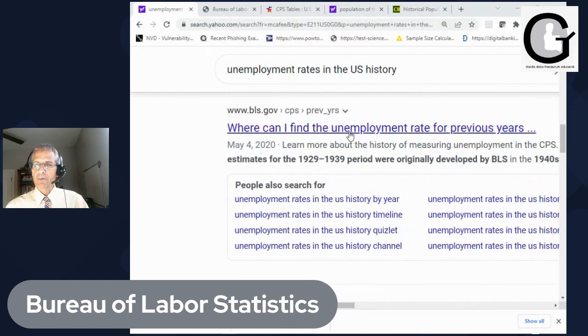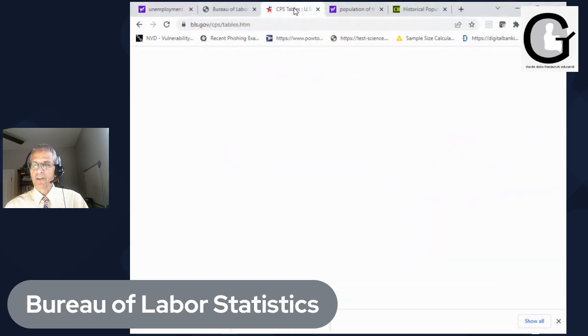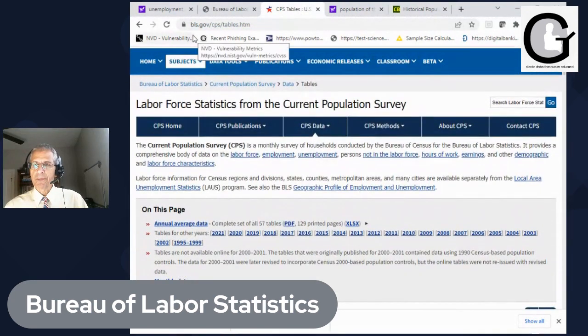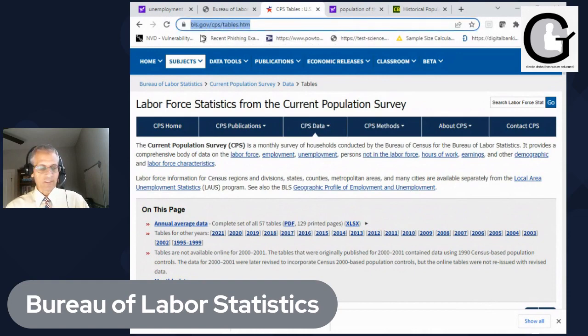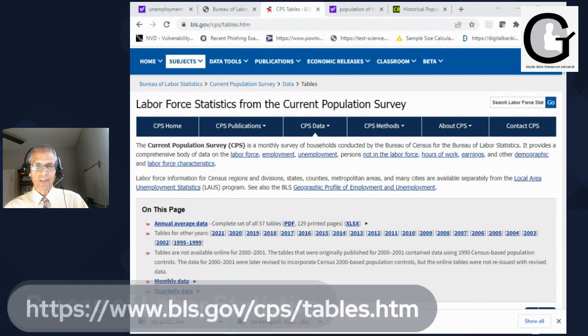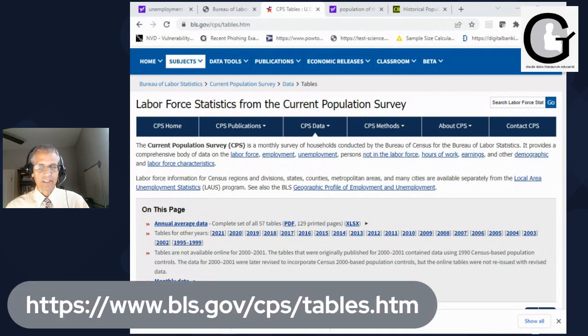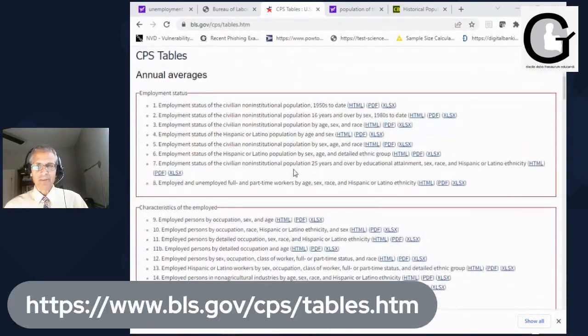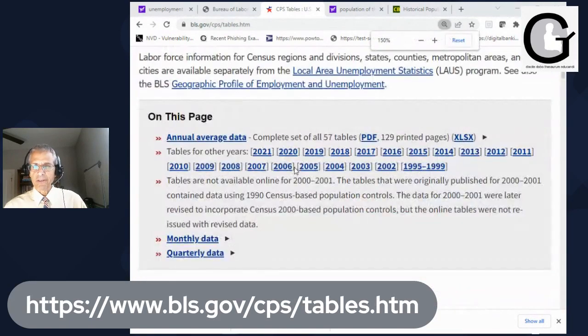So I decided and said, okay, where can I find the unemployment rate for previous years? BLS.gov, CPS. So I took a look at the different tables. I went to the BLS.gov CPS tables, and I'm going to copy this right here for you, and just make sure that you know that this exists, because I think this is important. So this is the website that I'm referring to right now, and you guys can take a look at it. There are all kinds of different labor force statistics from the Current Population Survey. There are tons and tons of information.